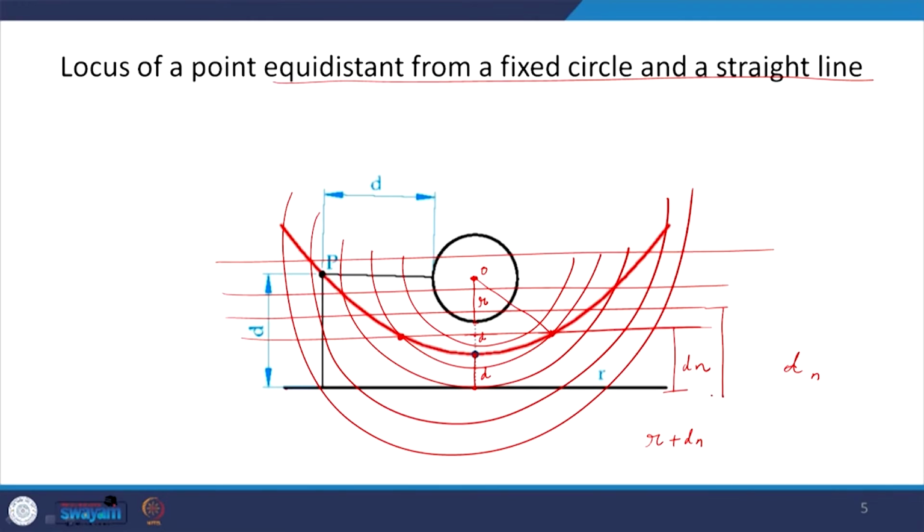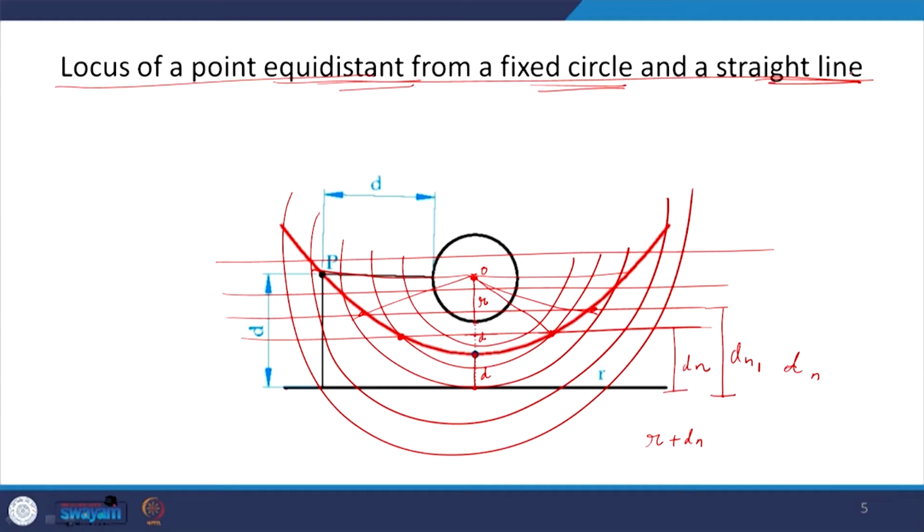Similarly, you have say dn1. So, the radius for this dn1 somewhere where it intersects here will be r plus dn1, and then r plus dn2 and likewise. So, that is how we will draw this, and this will be the locus of a point which is equidistant from a fixed circle and a straight line.